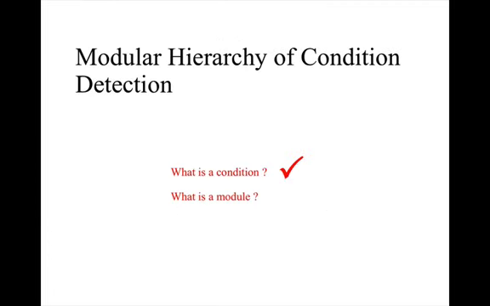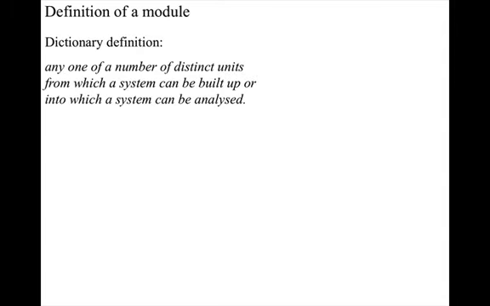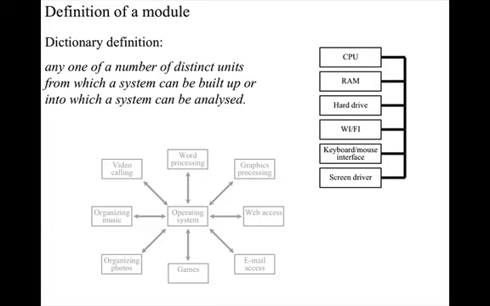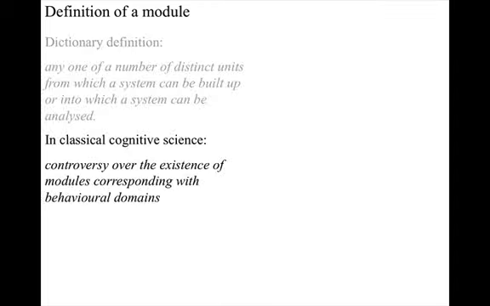So, we've talked a bit about how conditions are defined. What do I mean by a module? If you look in a dictionary, you'll find that modules are defined as parts of a system that help you build or analyze the system. The problem with this definition is that for a computer, the different applications could be regarded as modules, and the physical information processing components could also be regarded as modules.